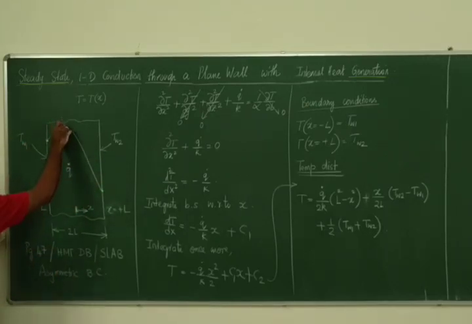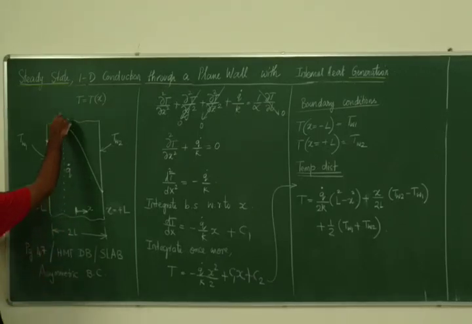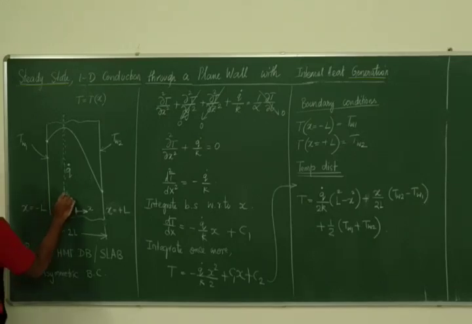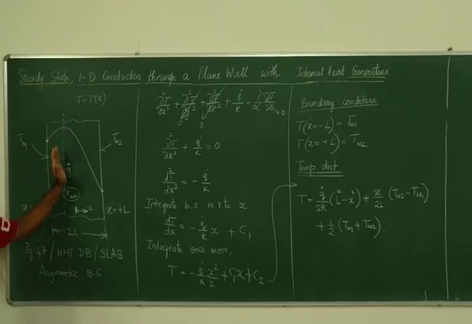So there is a plane at which temperature is the maximum. You see, this temperature is TW1, that temperature is TW2. At this point, the temperature is a maximum. So this plane, or this value of x, is called x maximum. Not that the x value is maximum, but at this value of x, the temperature is a maximum. So that is the plane of maximum temperature.